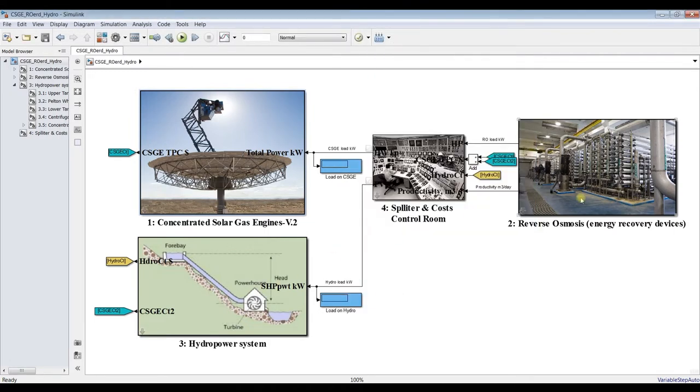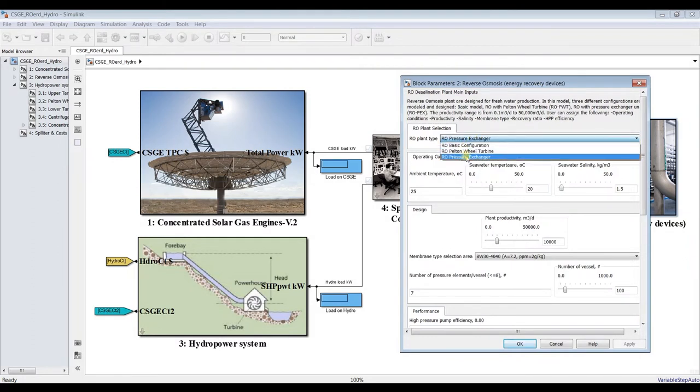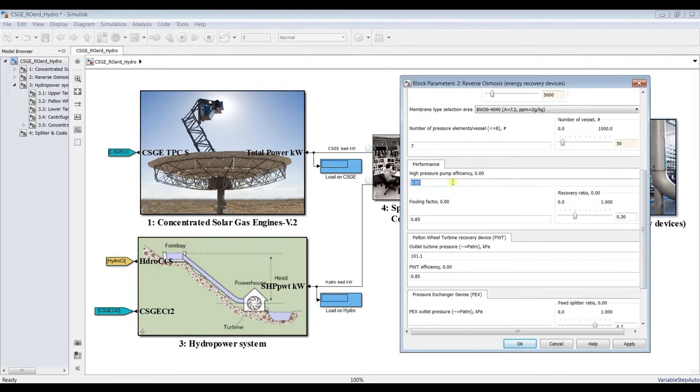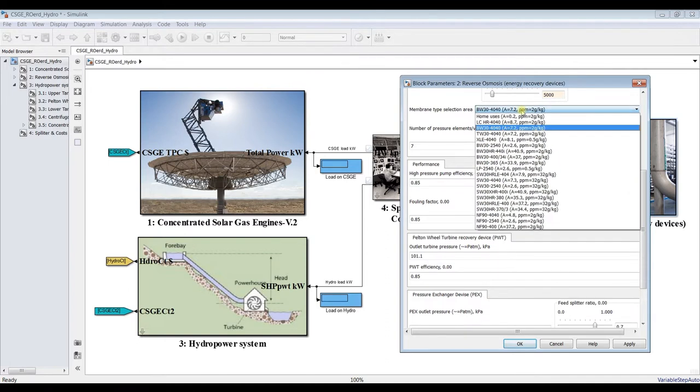Let's go for reverse osmosis. We are going to choose the most efficient option. We have basic, belt-to-weed drive, and pressure exchanger. Let's go for the pressure exchanger. Then seawater temperature and seawater salinity range. For design, suppose I'm going for 5,000 cubic meters per day. Then the number of pressure vessels and the number of elements per vessel. I keep this at 7 elements. Then pumping efficiency and recovery ratio.